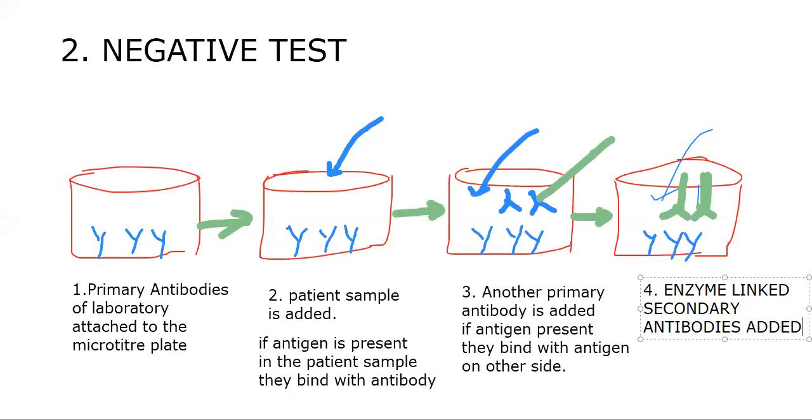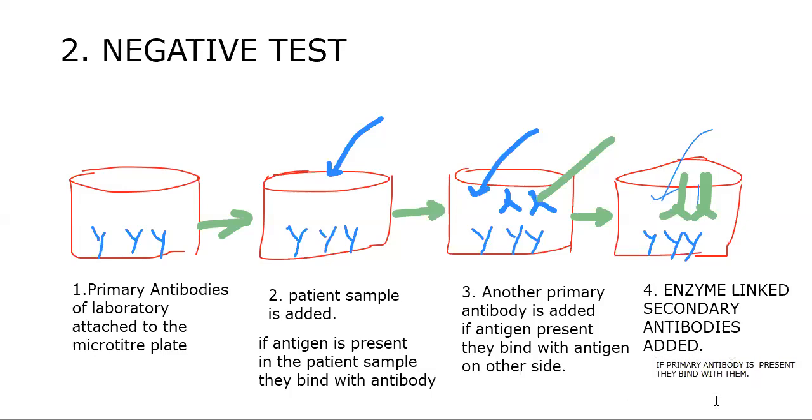Okay. When we add enzyme linked secondary antibodies, what do we have to write? If primary antibody is present, they bind with them. Not for this antibody, but the other primary antibody we are talking about. If primary antibody is present, they bind with them. We should write that.